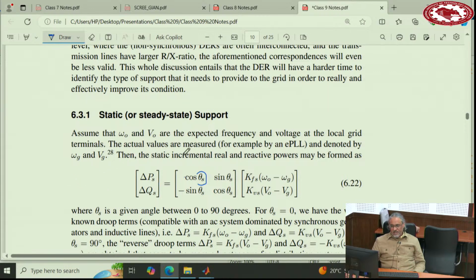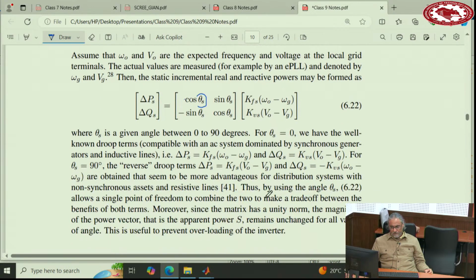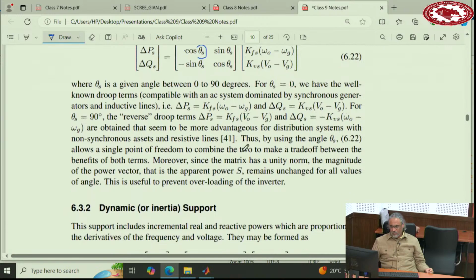Now, this is a static support because power is connected to the difference between frequency and the nominal, and reactive power to the difference between magnitude and the rated value. So this omega g and Vg are the actual magnitude and frequency of the grid, and these are the rated values.